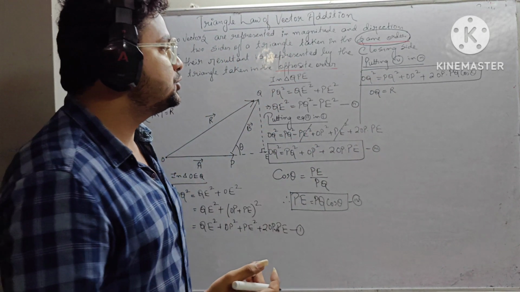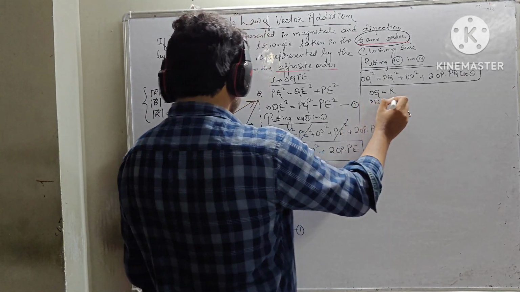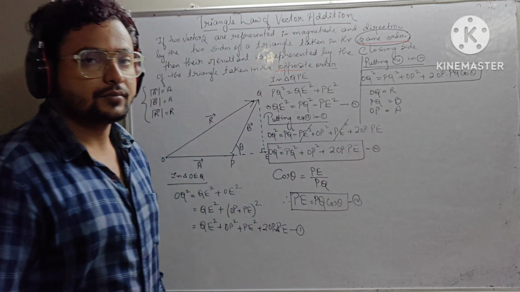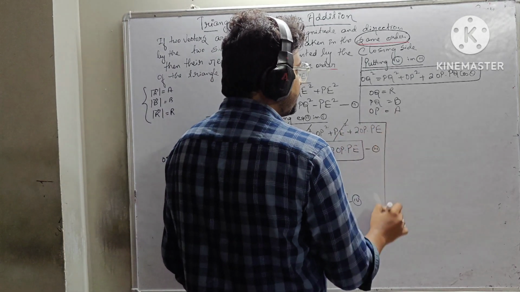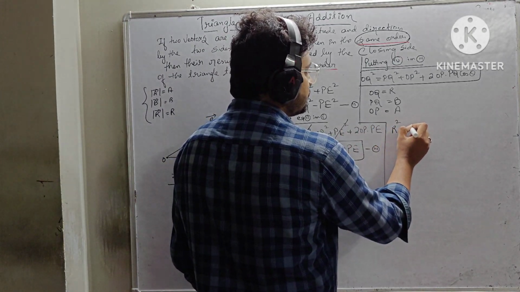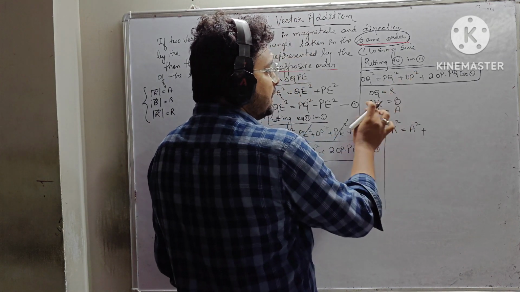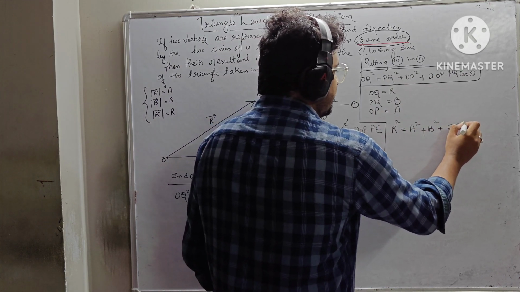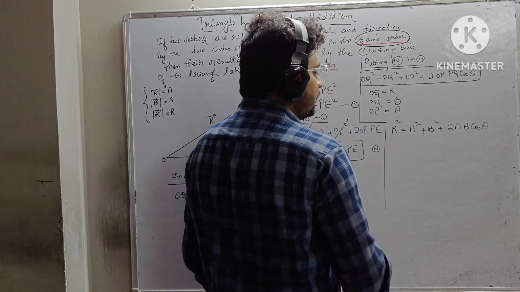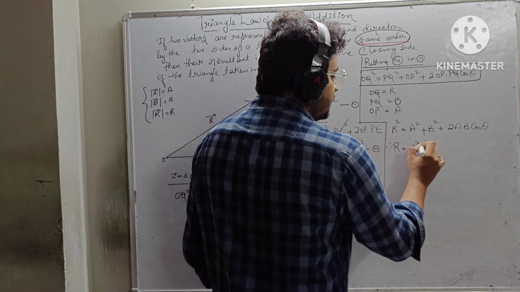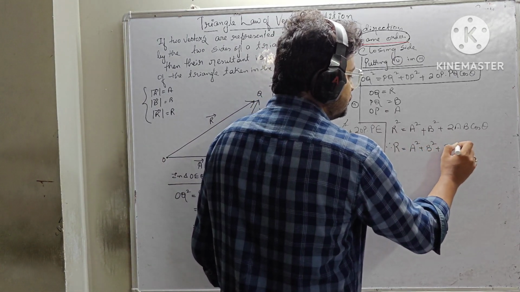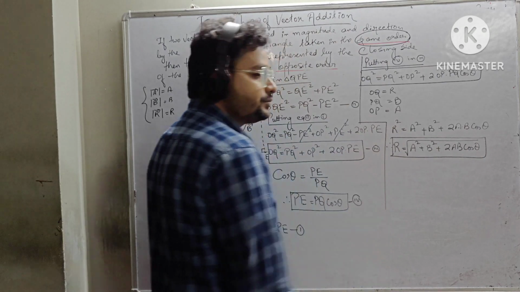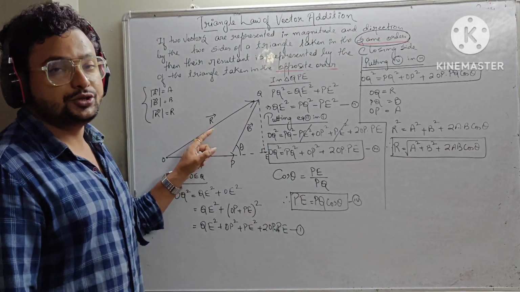So over here you can write OQ is basically the magnitude of R, PQ is basically the magnitude of B, and OP is basically the magnitude of A. If we put all these things over here, we get R square equals A square plus B square plus 2AB cos theta. So R will be equal to the square root of A square plus B square plus 2AB cos theta. This will be the magnitude of R.